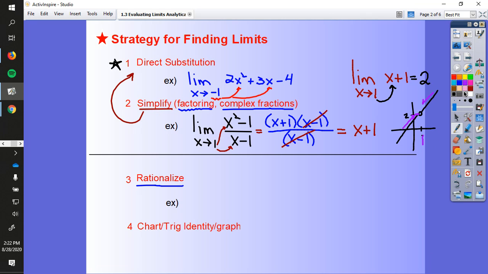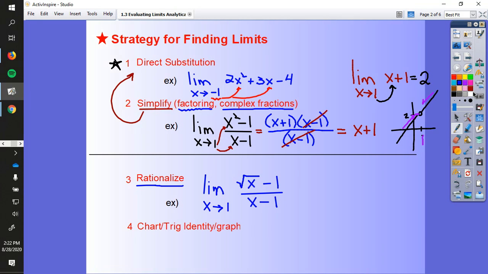Rationalizing. Now, the rationalization is interesting. We rationalize the denominator a lot in pre-calc, so you're used to that. But we also need to be able to look at something like rationalizing the numerator. Let me see if I can give you an example of that. As we approach, let's say, 1 again, and we have the square root of x minus 1 over x minus 1, let's say this was the problem that was given to you.